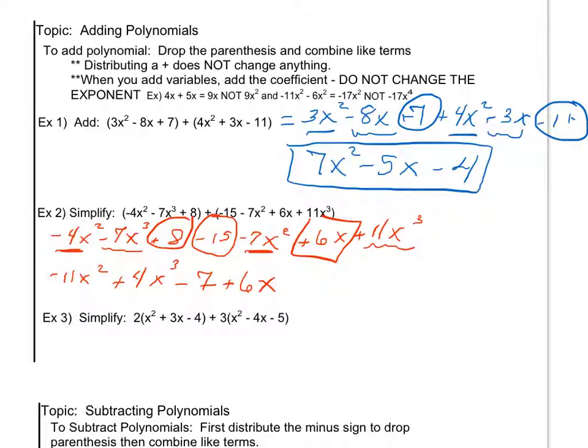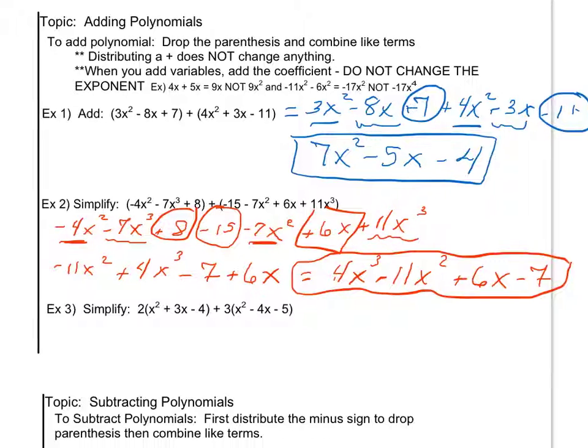We should, however, always write things in standard form. Standard form means we start with our largest exponents and we decrease. So 3, 2, 1, and if it's not written, constant. So I'm going to take one more step and say that my actual best final answer is 4x cubed minus 11x squared plus 6x minus 7.